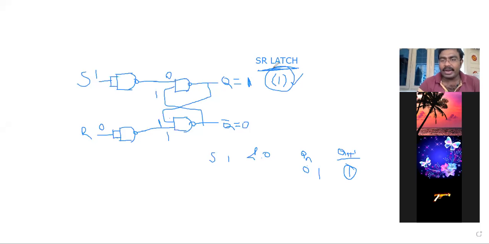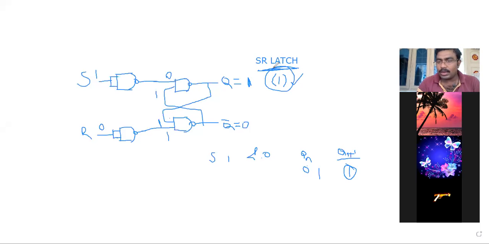So when you're taking S is equal to 1 and R equal to 0, irrespective of the present state, even if your present state is 0 or 1, automatically your next state will be 1. Guys, I told you, if the output of a circuit is 1, what state do we call it?